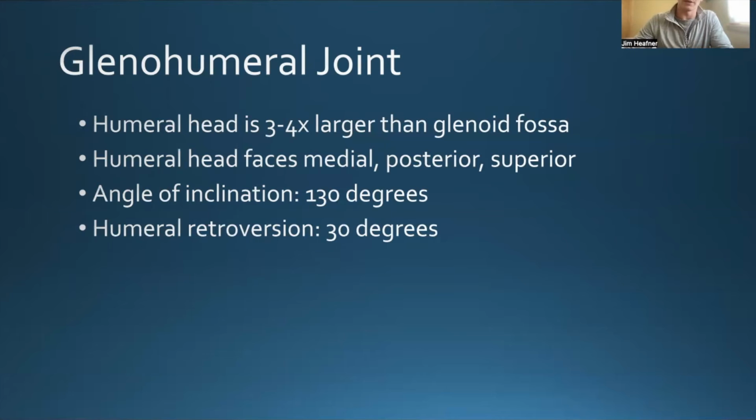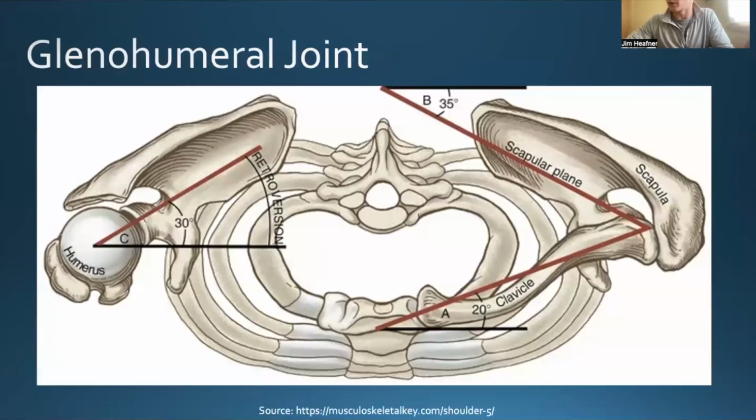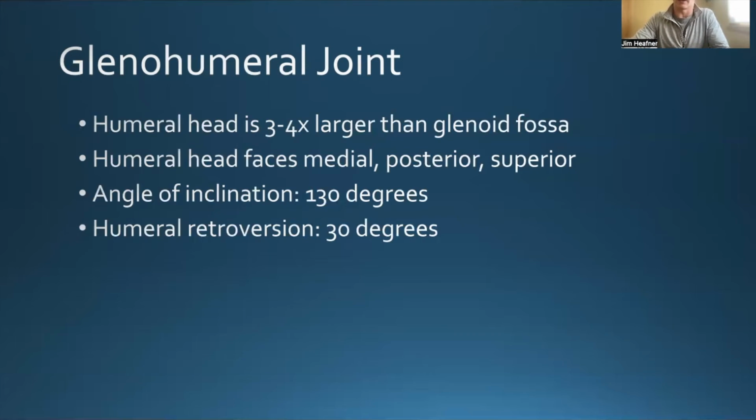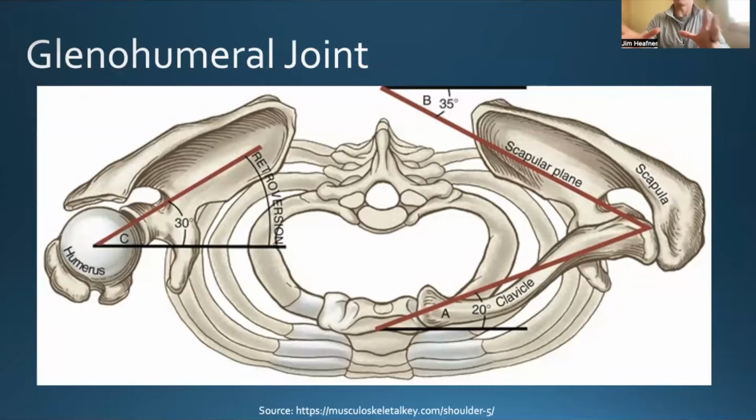Other important numbers: there's an angle of inclination of 130 degrees and then humeral retroversion of 30 degrees. What that humeral retroversion means is that because of how the humeral head sits slightly forward, that creates this angle of retroversion at the shoulder. But the angle of retroversion and the angle of inclination are confusing topics because of how we have to think about it three-dimensionally.